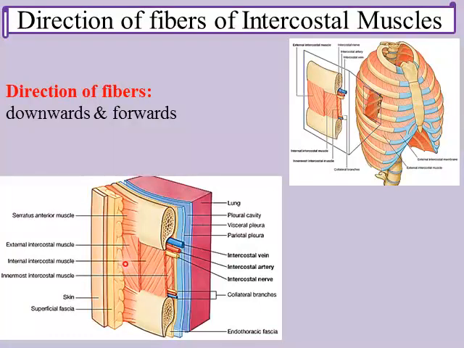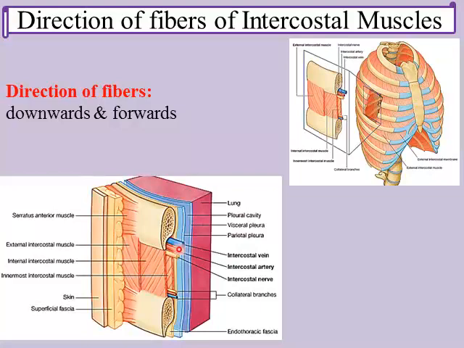The external intercostal, internal intercostal, followed by the third layer, which is the innermost. Between the two layers run the vein, artery, and nerve in the costal groove. Can you see the direction of fibers? The external intercostal fibers are downward and forward.